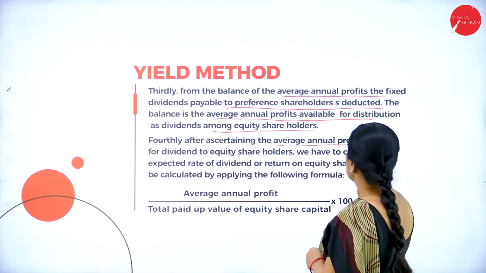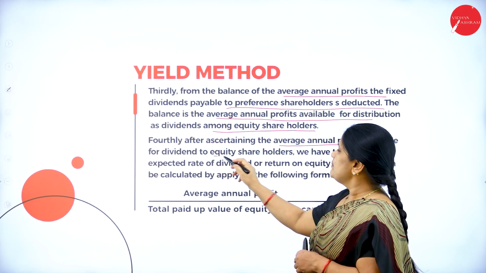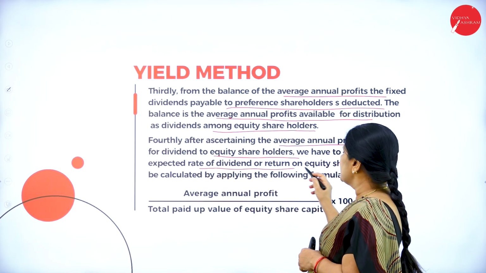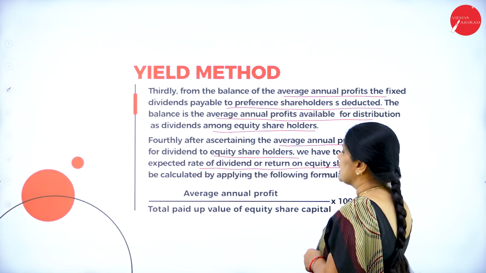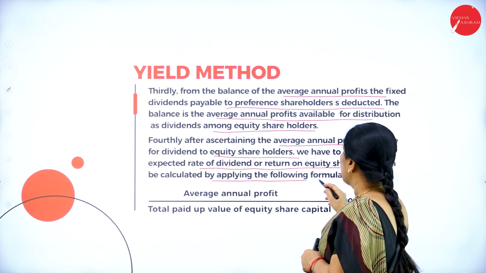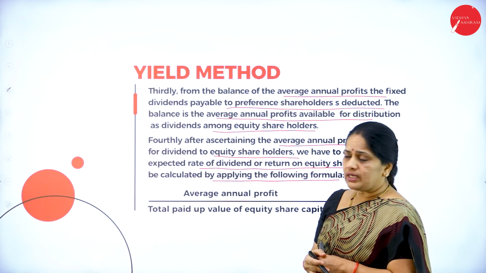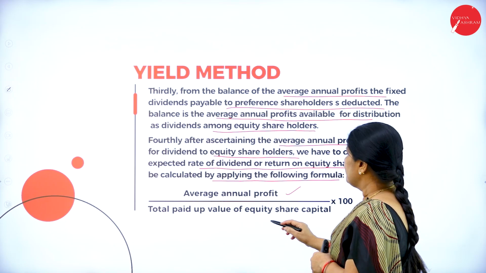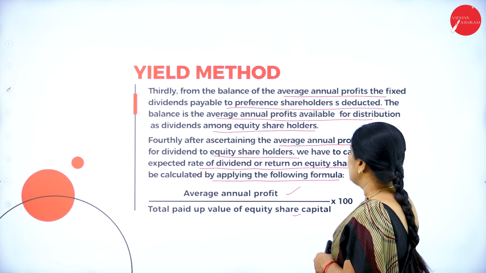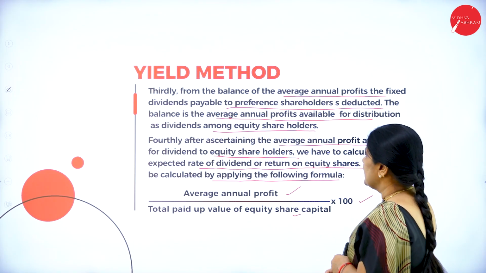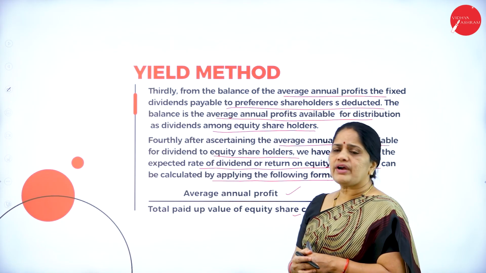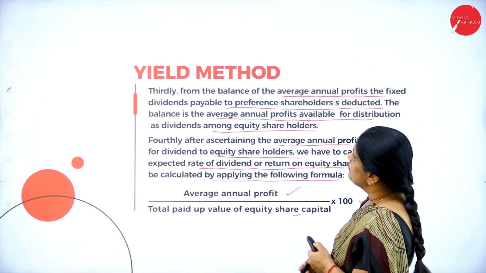After ascertaining the average annual profit available to equity shareholders, we have to calculate the expected rate of dividend, or the return on equity shares. This can be calculated by applying the following formula: the average annual profit divided by total paid up value of the equity shares, into 100. With this, we are able to find out the ERR of the company.